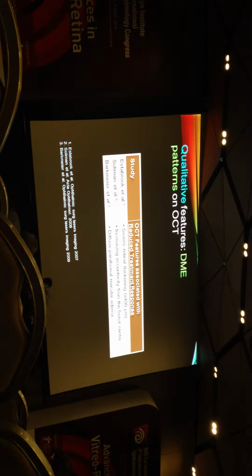Some other factors that have been suggested as qualitative features for DME include whether it's diffuse parafoveal macular edema. But of course, one issue about qualitative assessment is it is a bit more subjective and can vary from one person to another.